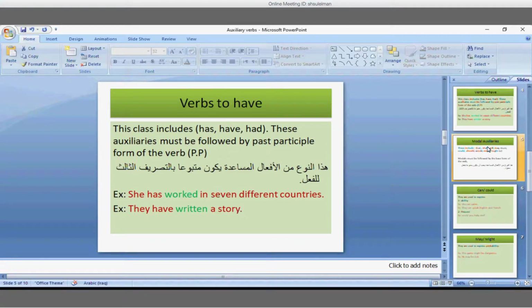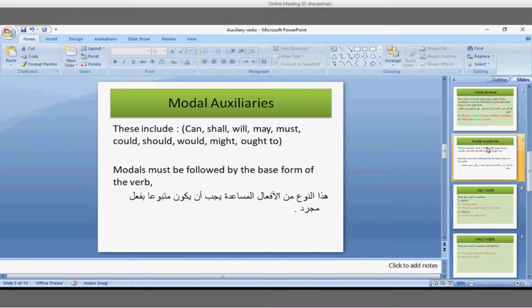The last type of auxiliary verbs, and actually the type that includes much more details, is the modal auxiliary verbs. What are modal auxiliary verbs, and why do we call them modal auxiliary verbs? Modal auxiliary verbs are verbs which include can, shall, will, may, must, could, should, would, might, and ought to. All these are considered as modal auxiliary verbs. المودال auxiliary verbs يقابلها باللغة العربية أعتقد الأفعال الناقصة. So these modal auxiliary verbs must be followed by the base form of the verb.